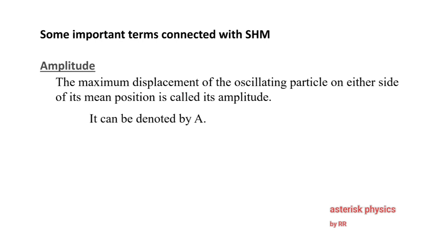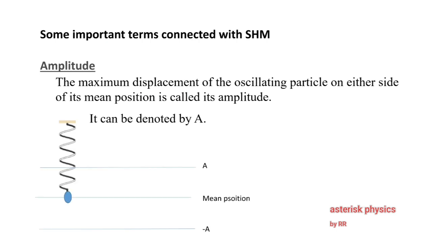Amplitude is denoted by the letter A. That is, in the equation x equal to A cos(omega t plus phi), or x equal to A sin(omega t plus phi), the term A is actually known as the amplitude of simple harmonic motion. Now let us see some examples of it.